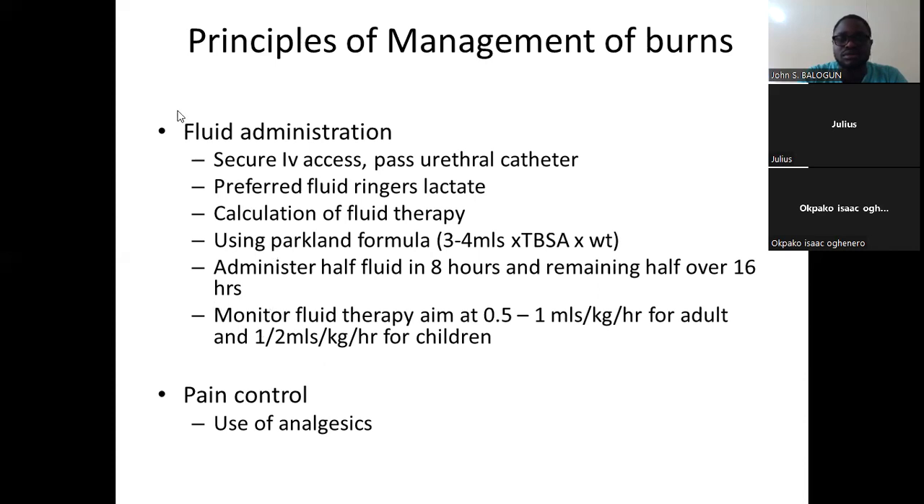Sorry, can I ask a question? I'm with you. Yes. On this last point here, you mentioned that we should monitor the fluid therapy at 0.5 up to 1 ml per kg. What does that mean?